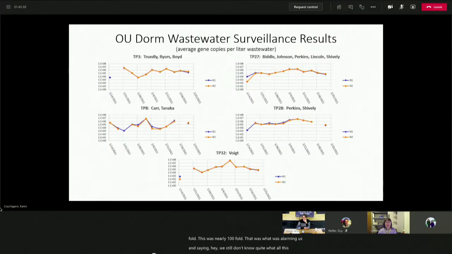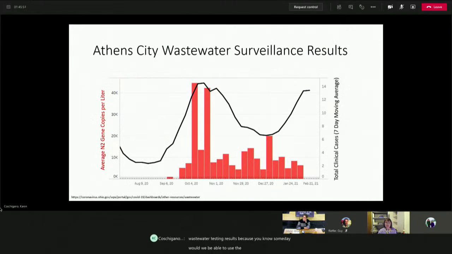So one thing that we met this morning to talk about is how we can put the clinical testing results together with our wastewater testing results, because someday would we be able to use the wastewater surveillance to give us an idea of what's going on, and maybe we can slow down on some of that clinical testing, because that's expensive, and as Guy mentioned, it's hard on everybody that they have to keep going and getting tested and everything.